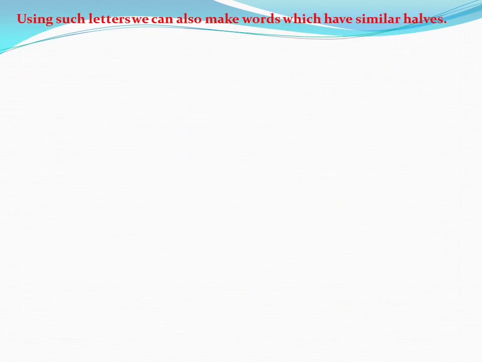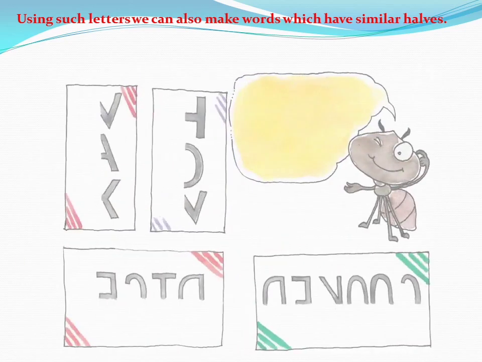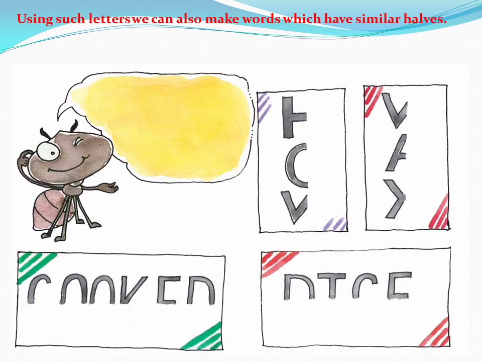Let's move on to another exercise. Using such letters, we can also make words which have similar halves. Look here. Guess the words by looking at their halves. The first word is HOW, second one is WAX, third one is COOKED, fourth one you have to guess, right? Complete it.